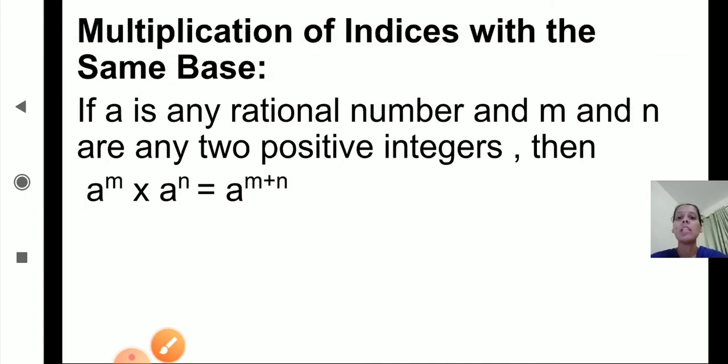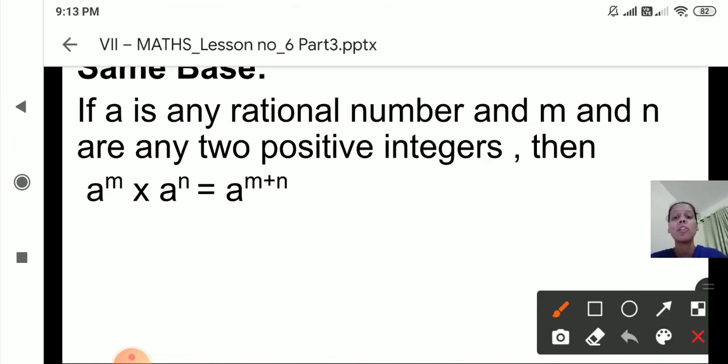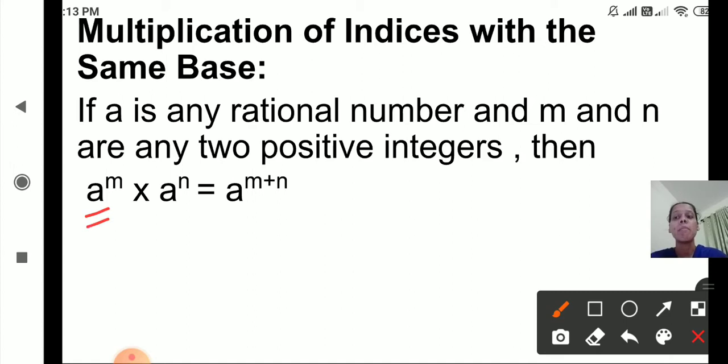Now we'll see multiplication of indices with the same base. How do we do multiplication of indices with the same base? If a is any rational number and m and n are positive integers, then see the formula. This formula you have to learn. a raised to m multiplied by a raised to n is equal to a raised to m plus n.